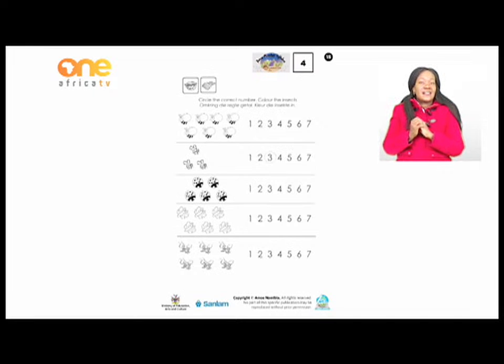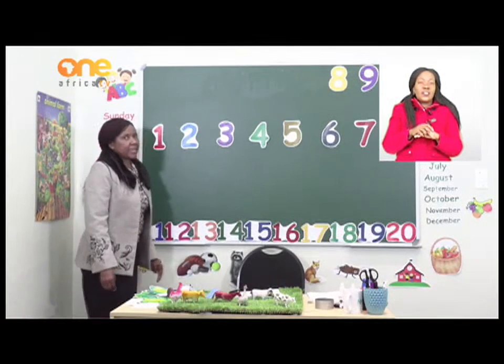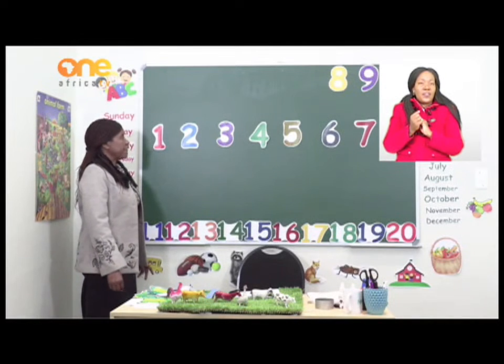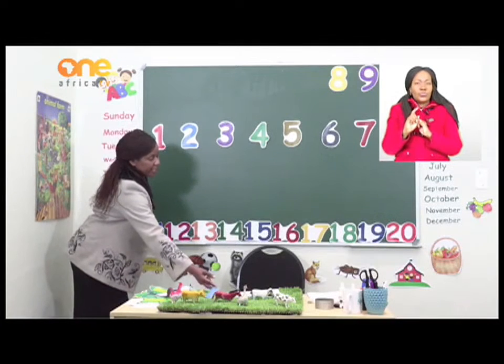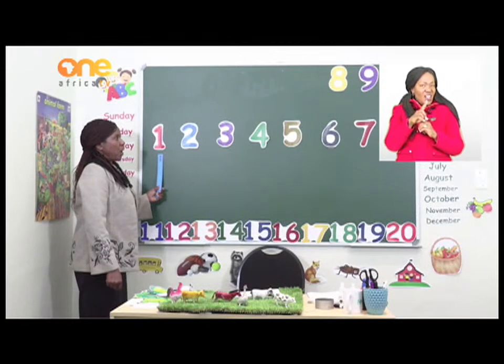And I would like to demonstrate for you on the board what you are supposed to do when you have to circle the correct number of the bees. Let's get back to the board and look at the numbers on the board. We all agreed that there are 7 bees. Now we need to check and look carefully. Which number is 7? Is this 7? No, this is number 1.